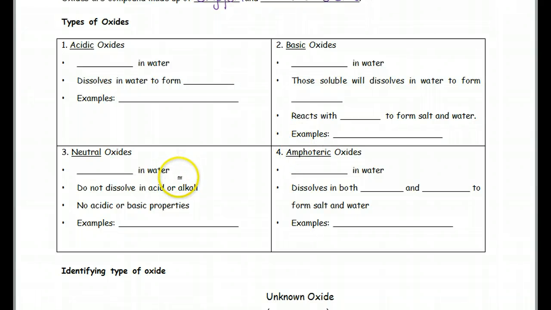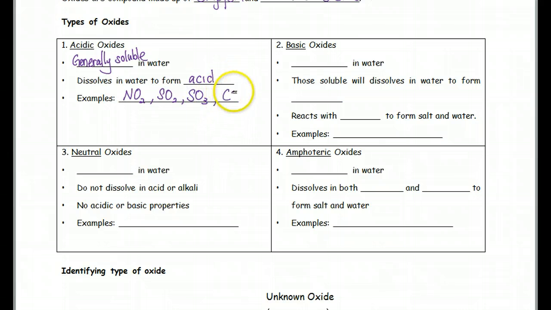So what are acidic oxides? Now, okay, so we have acidic oxides. So what are some of its properties? It is generally soluble in water. That means you can dissolve it in water. Okay, it dissolves in water to form acid actually. So some examples of acidic oxides are your NO2, SO2, SO3, you have your CO2.